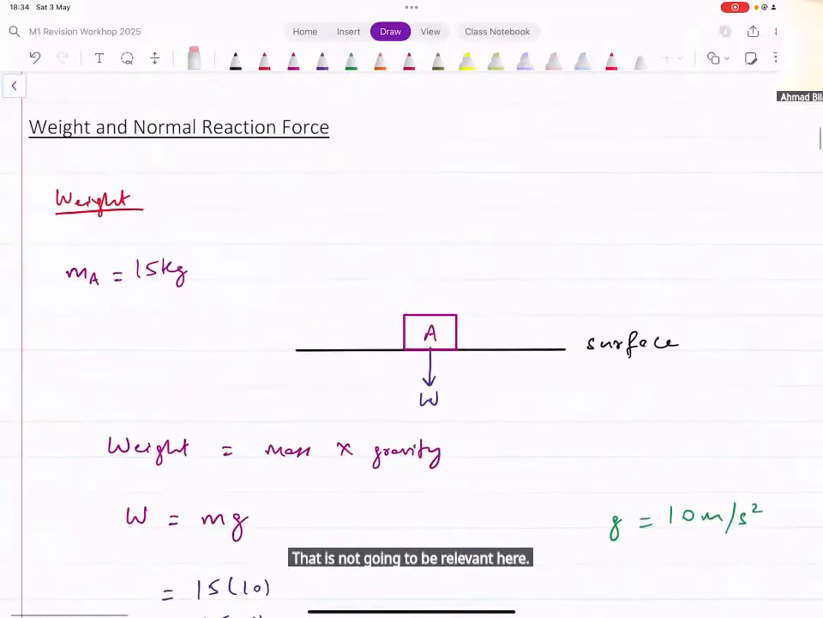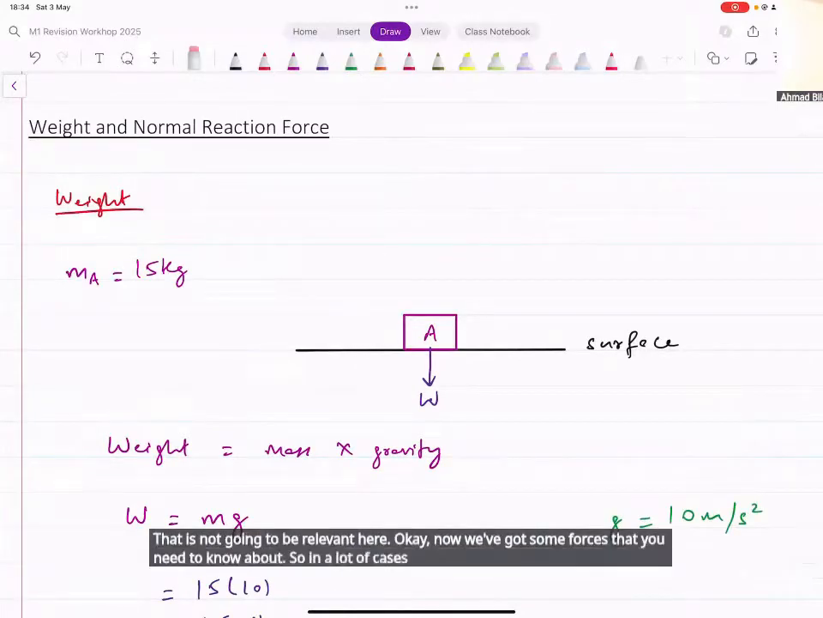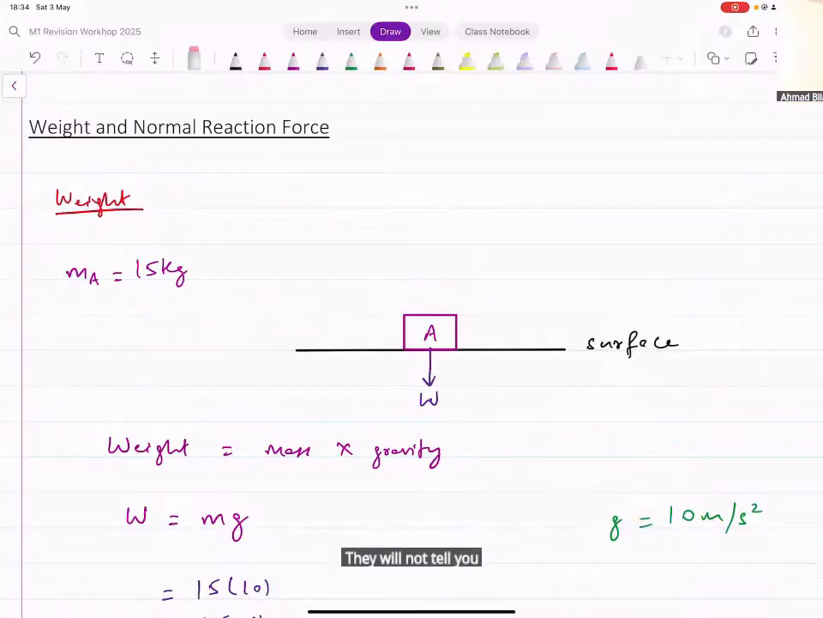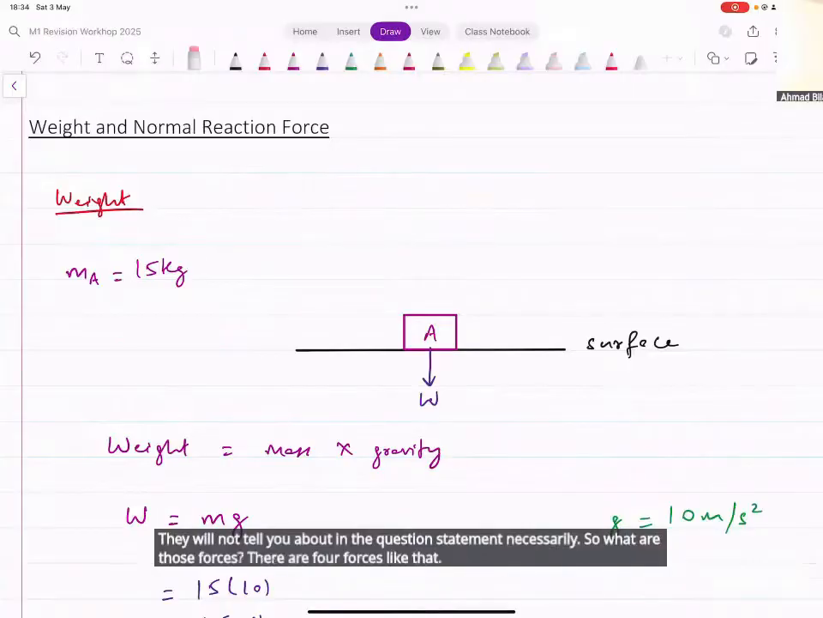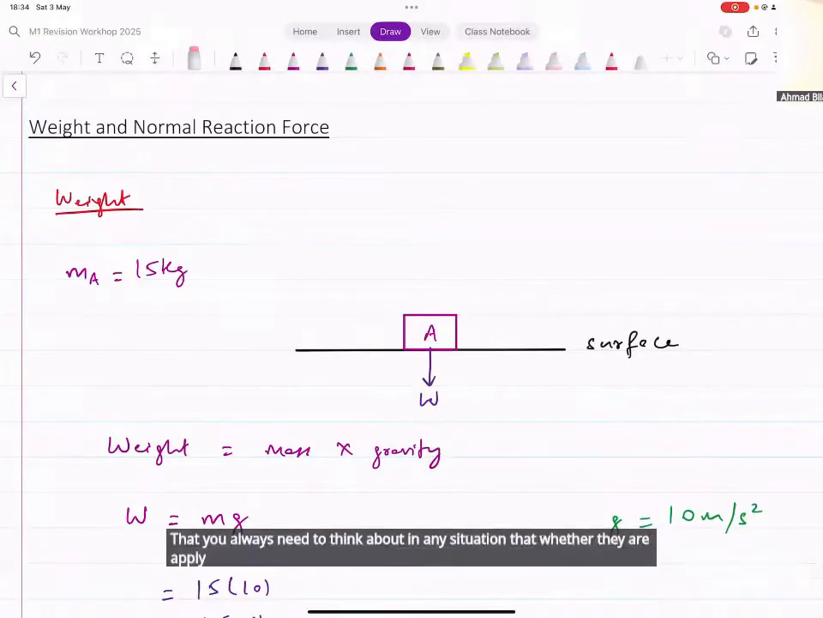Okay, now we've got some forces that you need to know about. So in a lot of cases, they will tell you some forces in the question itself, but there will be other forces that you'll have to represent yourself that they will not tell you about in the question statement necessarily. So what are those forces? There are 4 forces like that you always need to think about in any situation, whether they are applying or not. The other forces, they will always tell you.